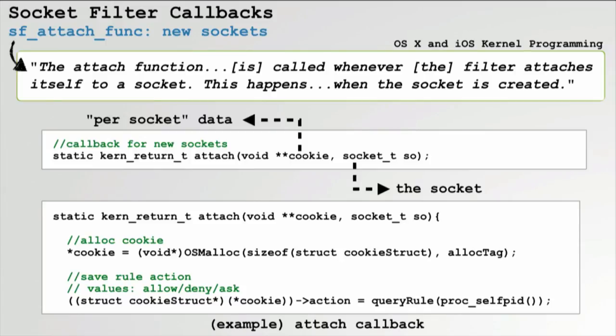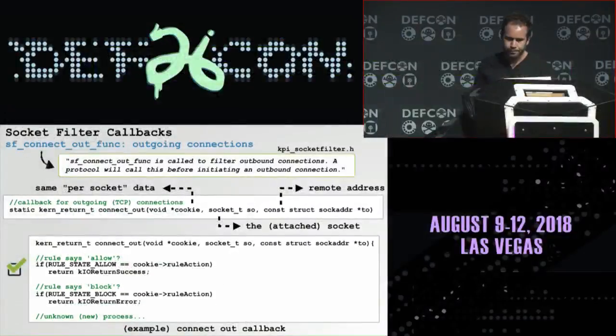So what we do is we allocate a chunk of memory, and based on the PID of the process that's creating the socket, we either set it to allow, for example, if it's a trusted system daemon, or block if it's a process that the user has chosen to block. Now, if it's a process we don't recognize, we set this action to ask, and then we're going to have to do some extra logic to determine what action to take.